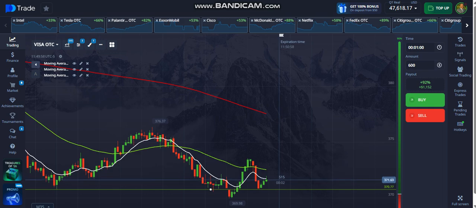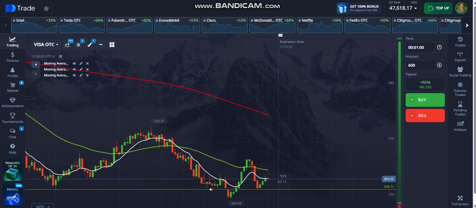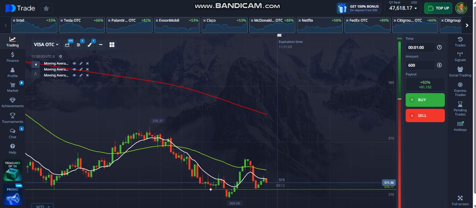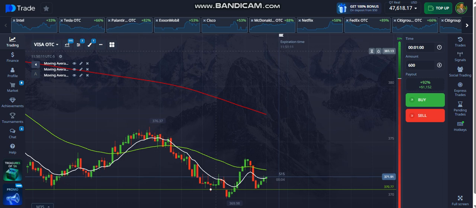And today I'm on the Pocket Option platform, and I'll be trading stock OTCs, over-the-counter stocks. Okay, so I have my chart set up here.